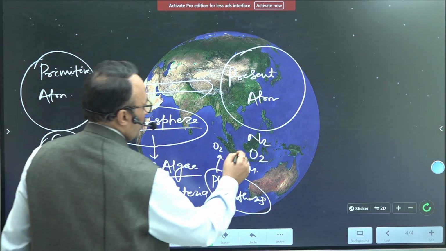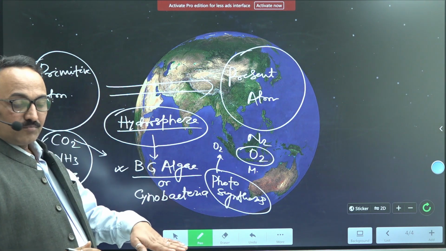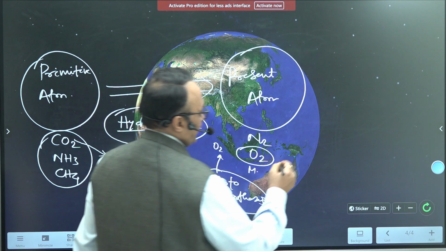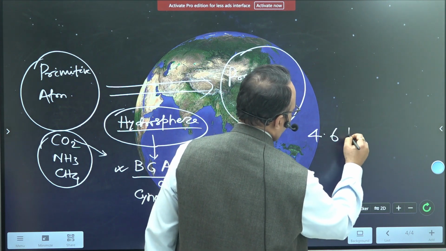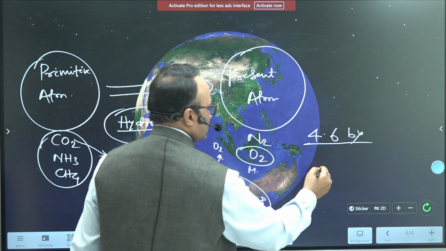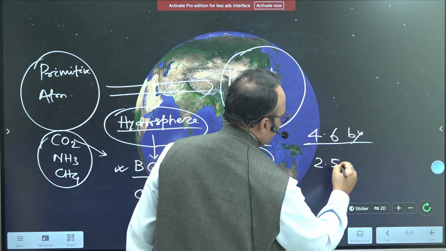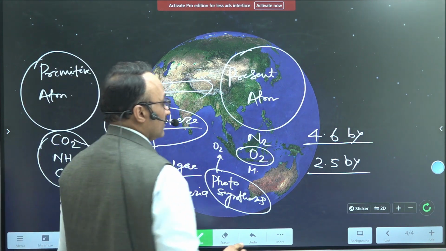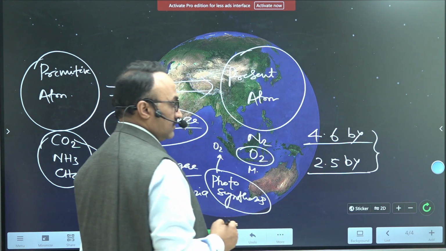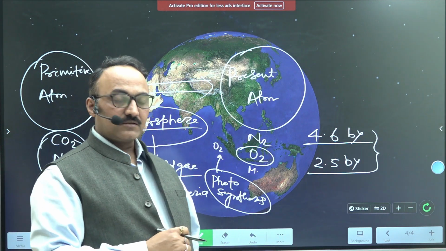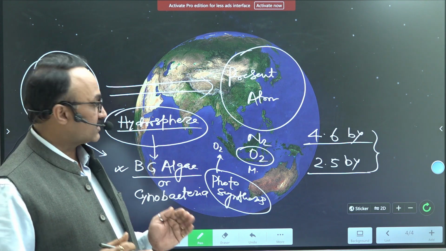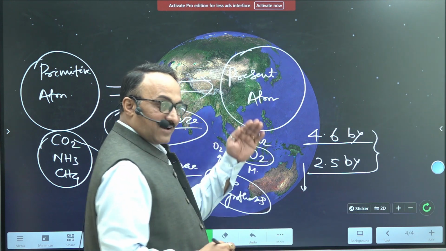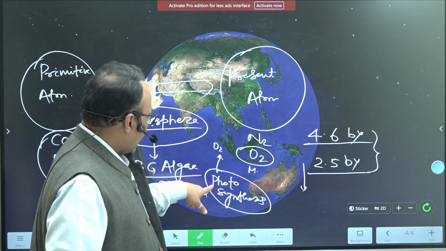Initially, the oxygen level was very low, but in the past 4.6 billion years, you cannot say that everything started at this point of time. From 4.6 to 2.5 billion years, Earth was almost a barren land, and that's why this phase has no evidence. We don't have any specific evidence to understand what the condition was. But beyond this zone, the process of life started.